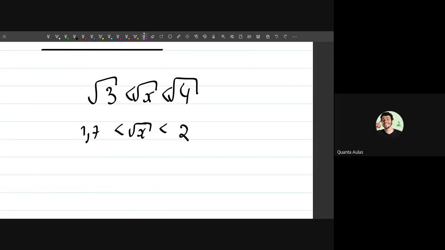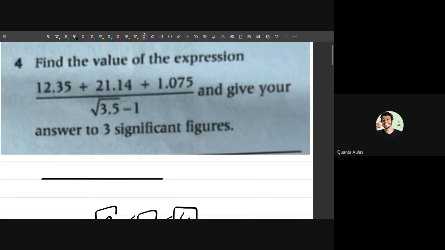Something between 1.7 and 2. More or less 1.8, I suppose. Okay, 1.87. Yeah. So if you don't have the calculator, you can do this. So if you can do the problem and send me a photo, it is very cool.